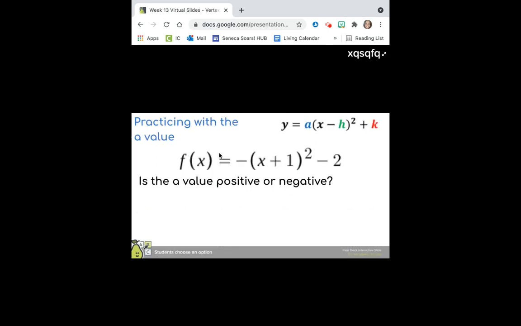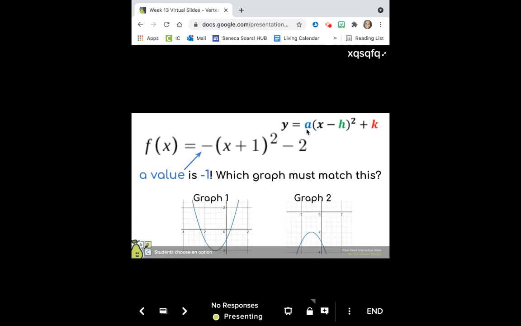So let's take a look at an example of this. So taking a look at this equation, f of x, is the a value positive or negative? So remember, the a value is the number right after the equal sign, and it is -1 in this case. Okay, so there, we see a negative sign there, which means our a value is -1. So since our a value is -1, what would the graph of this parabola have to look like?